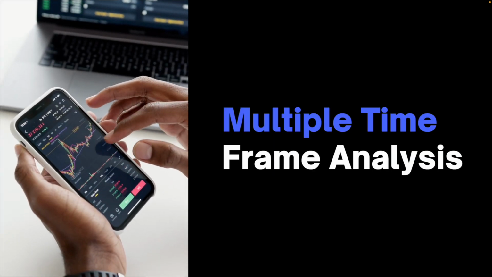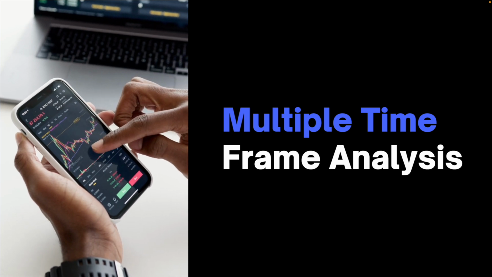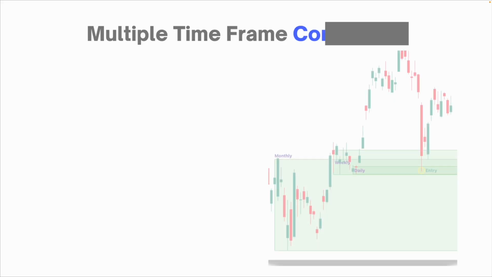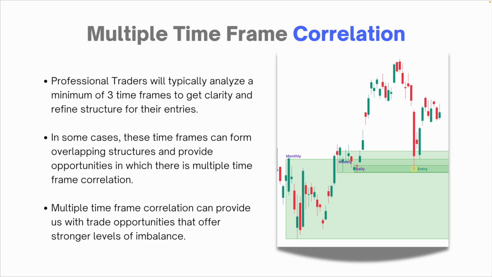Let's talk a little bit more about multiple time frame analysis and correlating structure. When professional traders are looking at the charts, we're always looking at a minimum of at least 3 time frames to get good clarity and refined structure for our entries. In some cases, these different time frames can overlap, especially in terms of their order blocks, and these can provide opportunities where we have stronger levels of multiple time frame correlation, confluence, right?